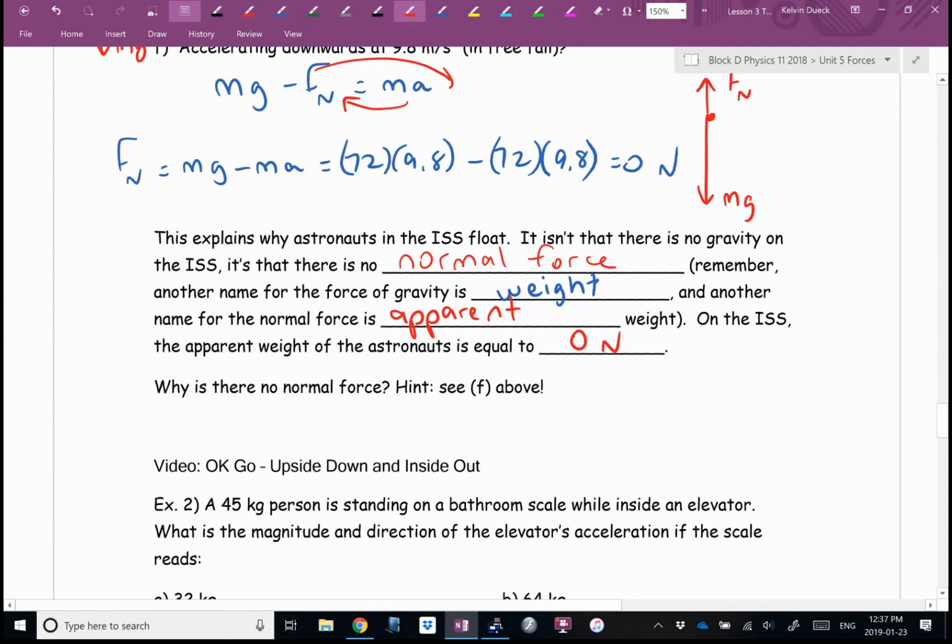The International Space Station is not floating up there, it's falling. They're in free fall. So the real question isn't why they don't feel a normal force. The real question is, why isn't the International Space Station crashing into the Earth? See the difference in questions there? If you're in free fall, Logan, you won't feel a normal force.